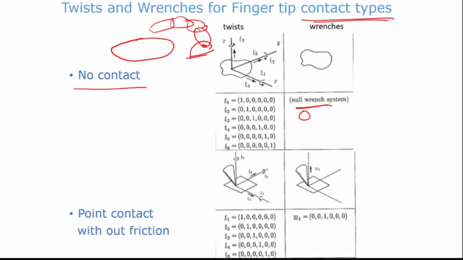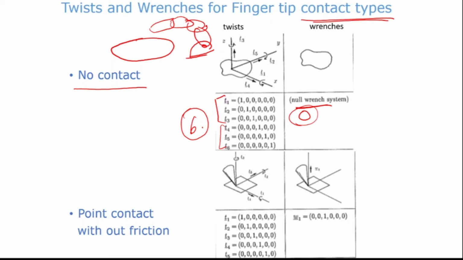Okay. Now what about twists at the fingertip? You can apply 3 linear velocities and 3 angular velocities. So there is 6 here now. So when there is no contact, you can apply 6 twists but 0 forces, 0 wrenches. That is when the object and the finger are not making contact.